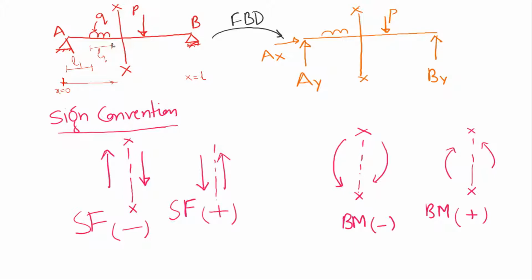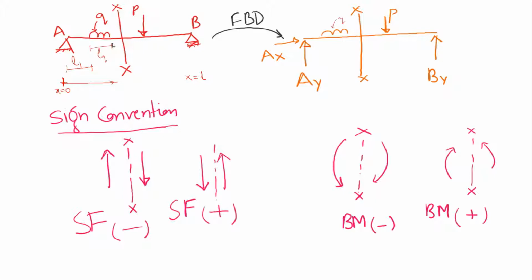Now, at the hinge support there are two reactions, a horizontal reaction and a vertical reaction, and at the roller support there is only one vertical reaction. This load is Q, we already know. This is AY and BY, the vertical reactions, and AX is the horizontal reaction here.